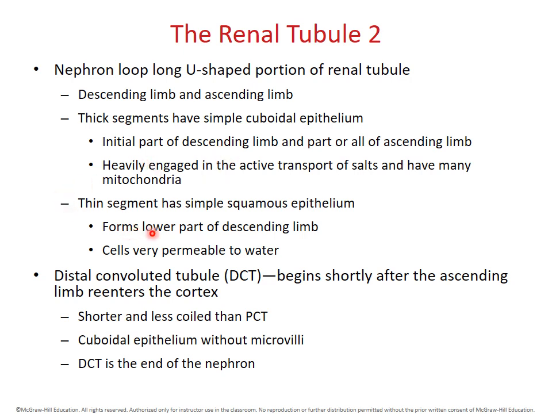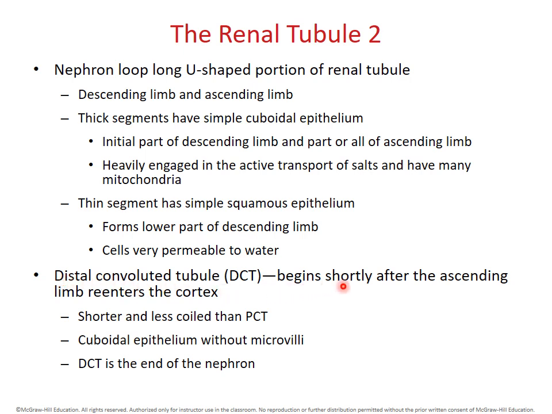All right, so the filtrate comes back up the ascending limb, and once we get out of the loop of Henle, the filtrate then moves into another convoluted portion of the nephron known as the distal convoluted tubule.